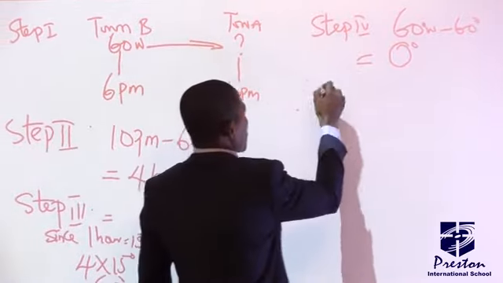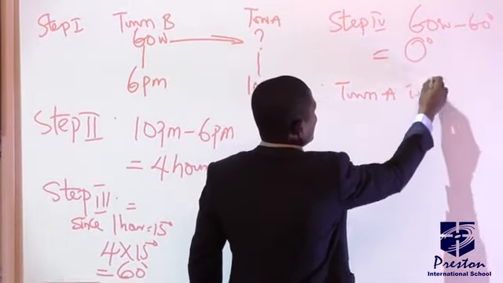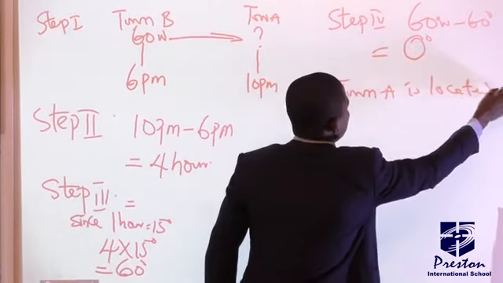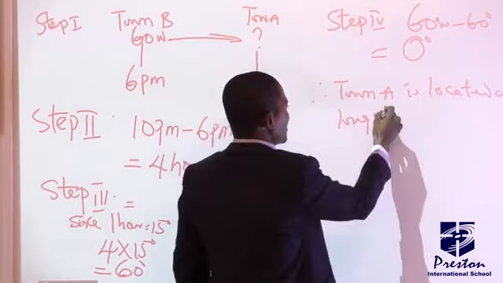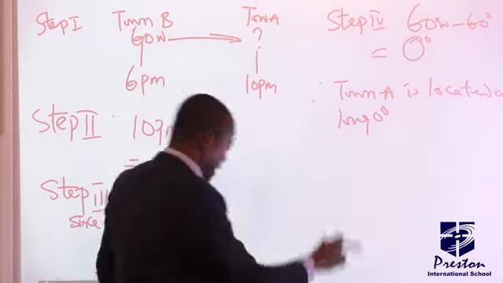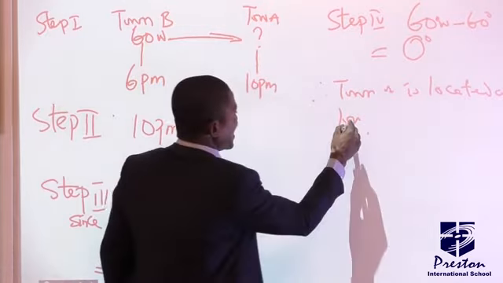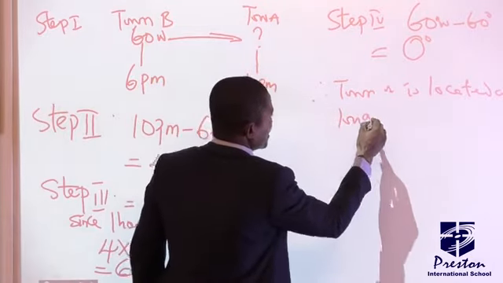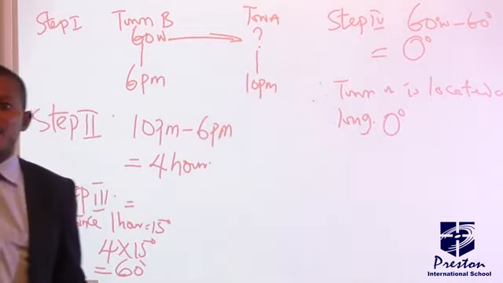Therefore, you now say, town A is located at longitude 0 degrees. Remember, 0 degrees is the center line of longitudes. That is longitude 0 degrees. That is the location of town A there.